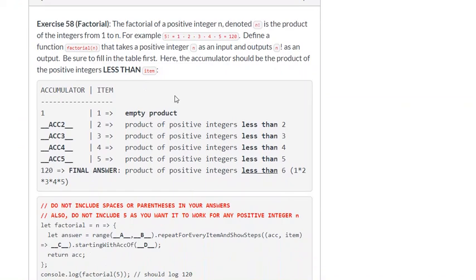Okay, so let's talk about factorial next here. So the factorial of an integer, of a positive integer, we'll say, is just going to be defined as the product of the numbers from 1 to that integer.